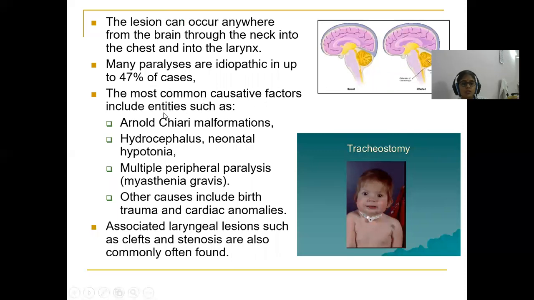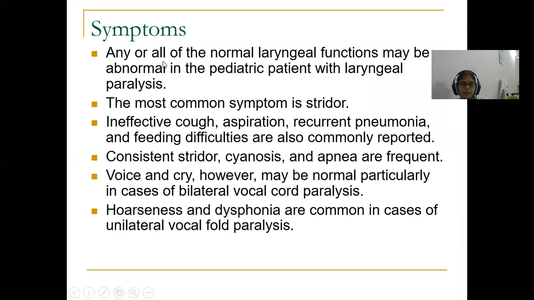The most common causative factors include Arnold Chiari malformations, hydrocephalus, neonatal hypotonia, and multiple peripheral paralysis, that is, myasthenia gravis. Other causes include birth trauma and cardiac anomalies. Associated laryngeal lesions such as laryngeal clefts and stenosis are also commonly found with laryngeal paralysis. Any or all of the normal laryngeal functions may be abnormal in pediatric patients with laryngeal paralysis.